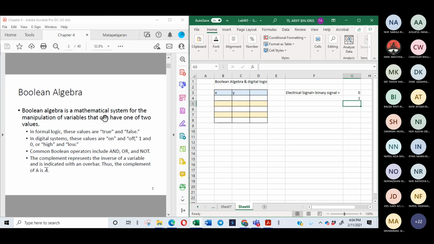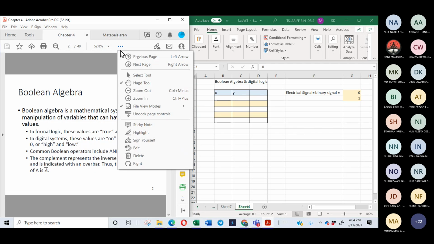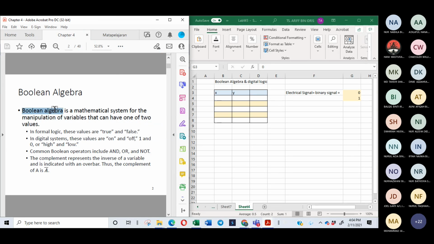Boolean algebra is a mathematical system for the manipulation of variables that can have one of two values. These are the one of two values, which is either 1 or 0. So this will resemble the concept of Boolean algebra. A mathematical system for manipulation of variables.